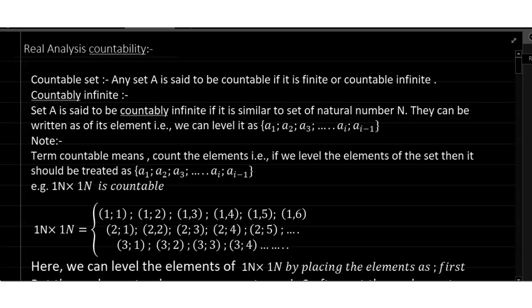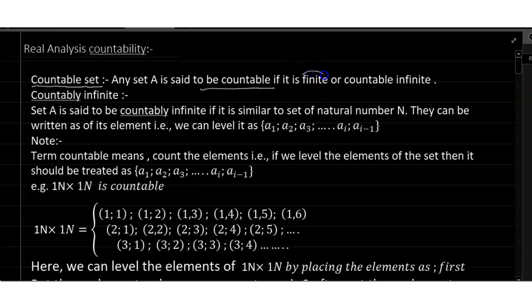Today's discussion is real analysis, countability. So friends, we start to discuss countable sets. Countable set: any set A is said to be countable if it is finite or countably infinite.